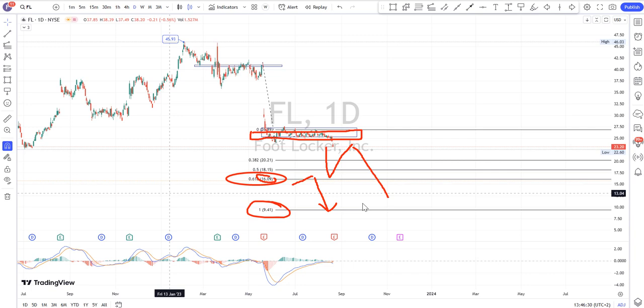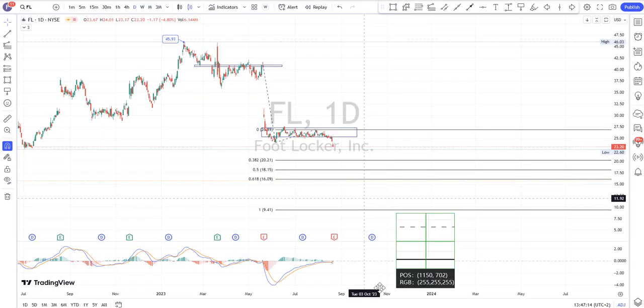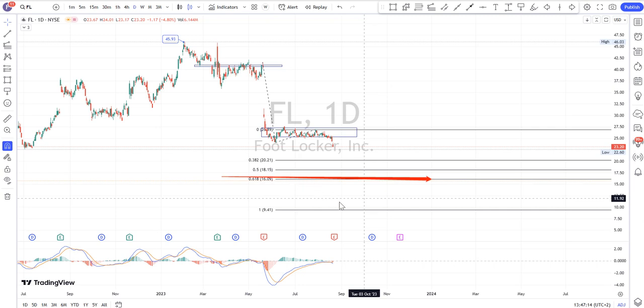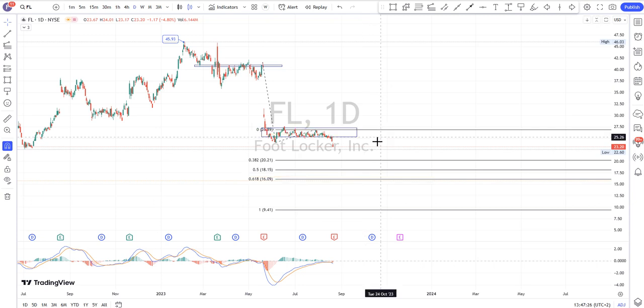So let me summarize it. So 16 is the key price level. Below it, short it. Above it, long it. But it's only for short-term trading. All right, that's all.